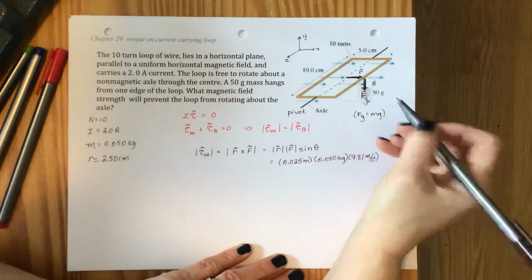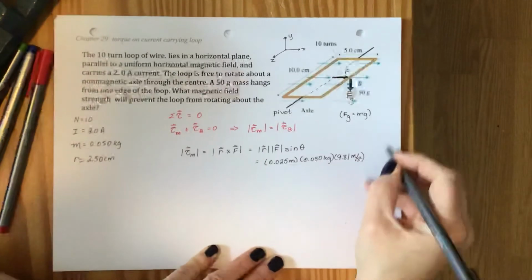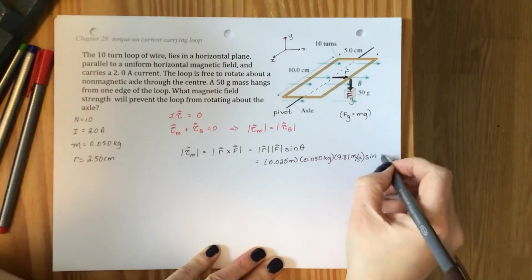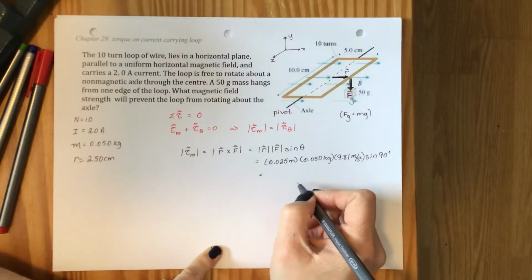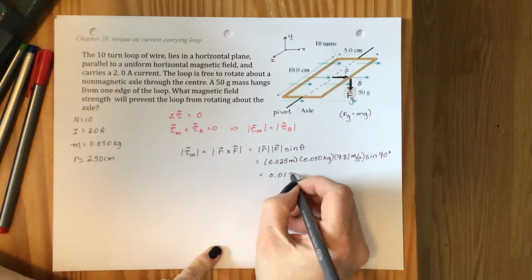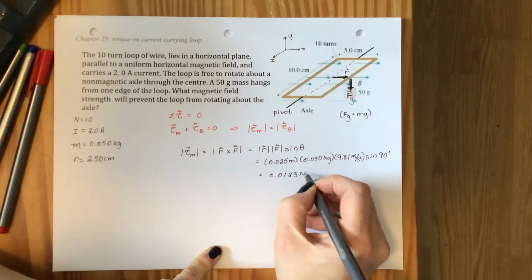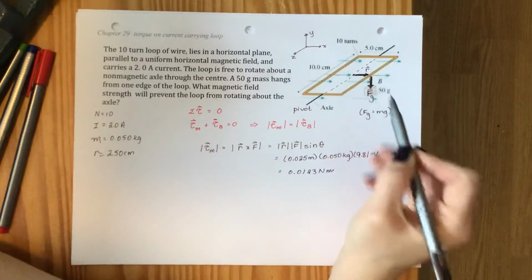The angle between R and F, this is in the x plane, this is in the y plane, that makes that angle 90 degrees. And sine of 90 degrees is just 1. So if you wish, you can do that on your calculator. You should get an answer of 0.0123 newton-meters. So there's the size of the torque due to that hanging weight.